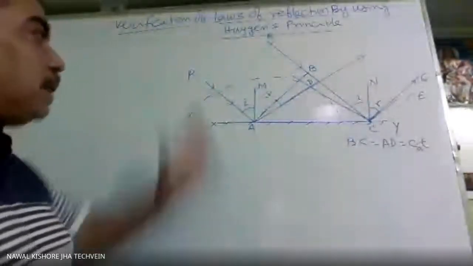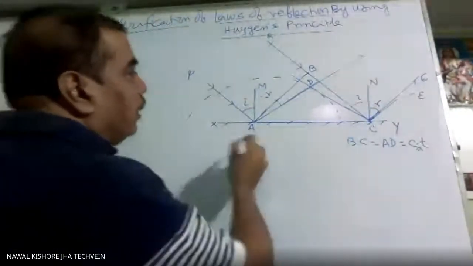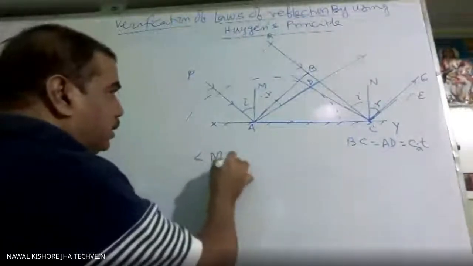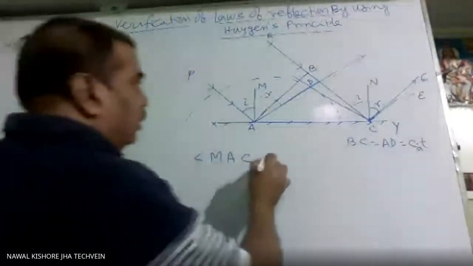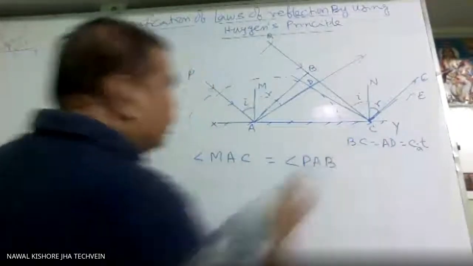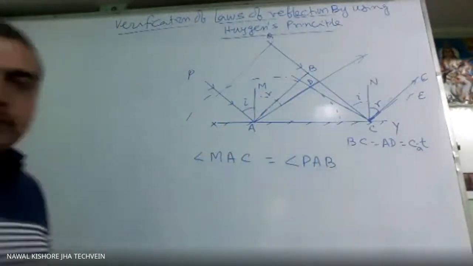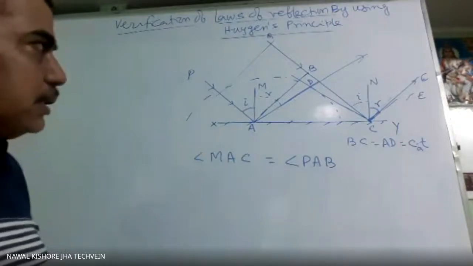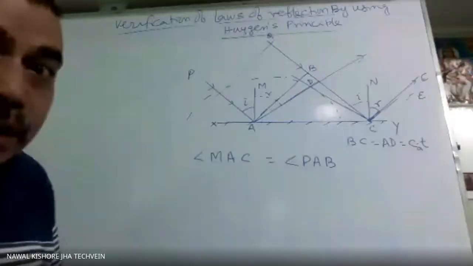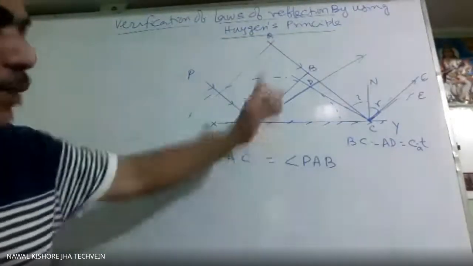Now, to verify this, I equal to R, we will consider angle MAC is equal to angle PAB. Is it so? Angle MAC, how much? Angle MAC is how much? 90 degrees. Angle BAC. Yes. And angle PAB, how much? 90 only. That is 90.